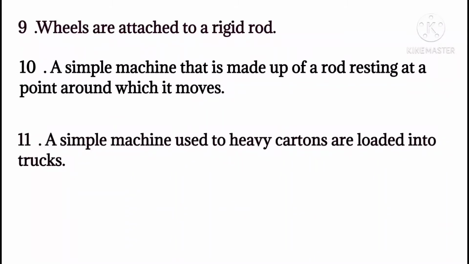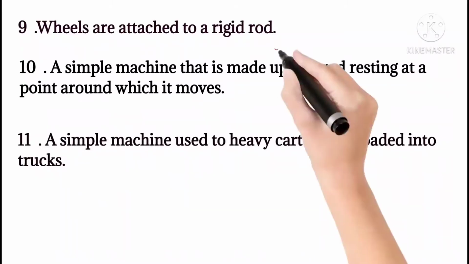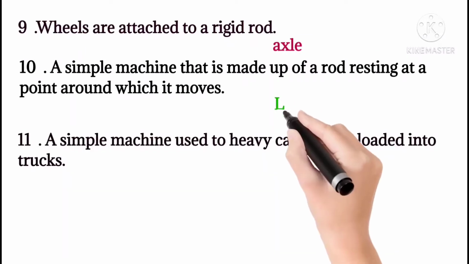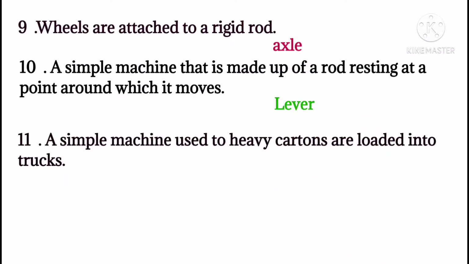Question number 10. A simple machine that is made up of a rod resting at a point around which it moves. That is lever. 11. A simple machine used when heavy cartons are loaded into trucks. That is inclined plane.